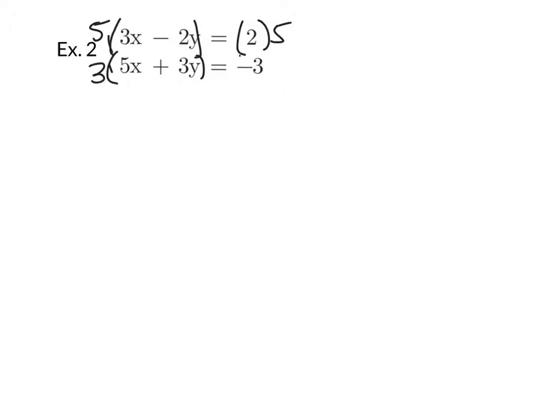And again, make sure you multiply both sides of the equation. That's a common mistake that students make, is they only multiply one side of the equation by a constant. So make sure you multiply both sides. So now we're going to rewrite both equations.